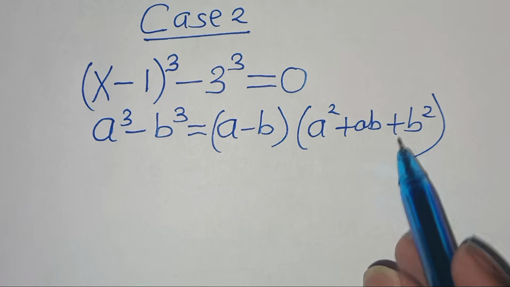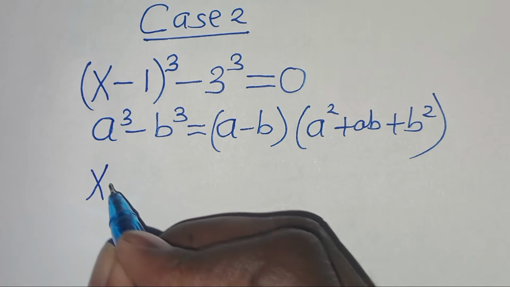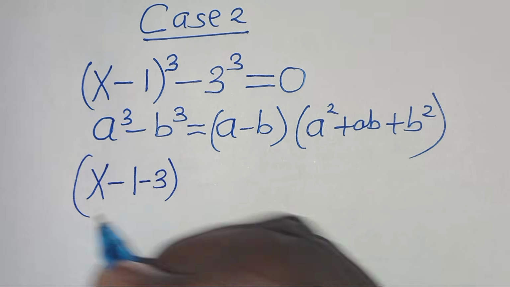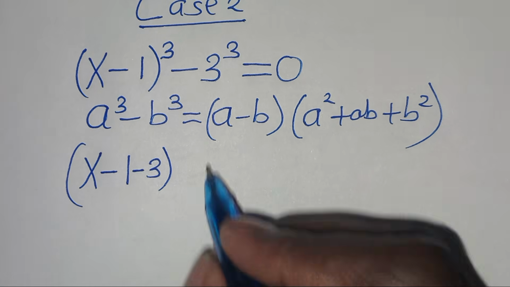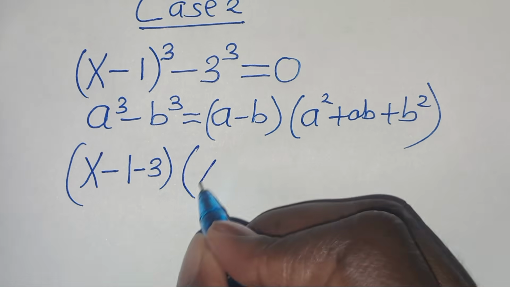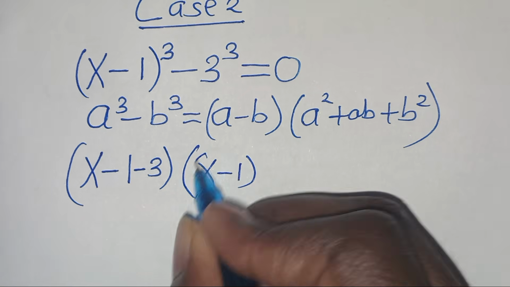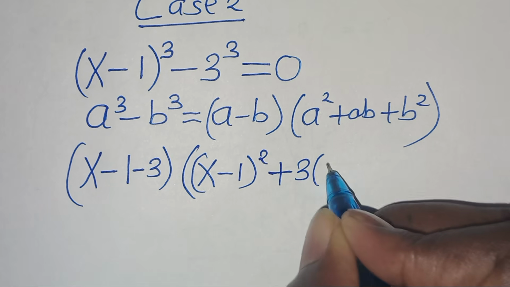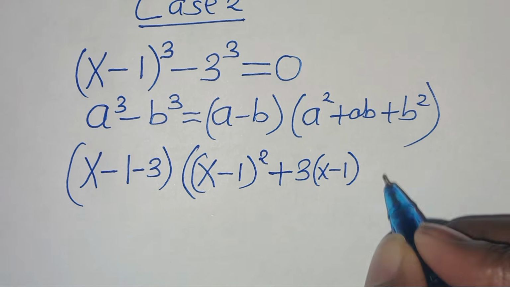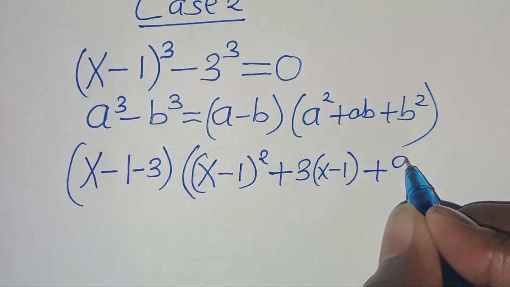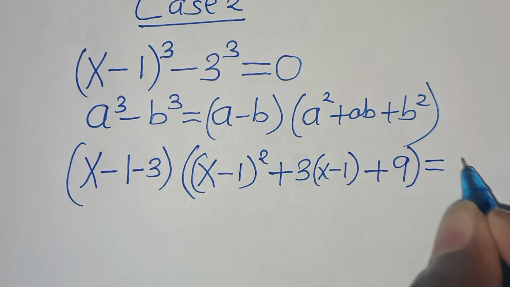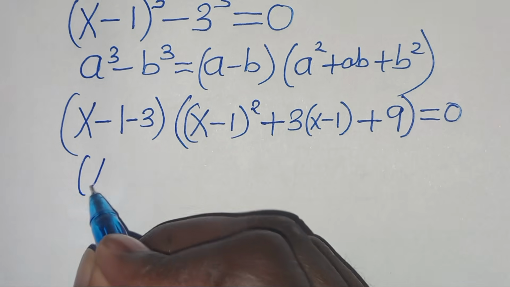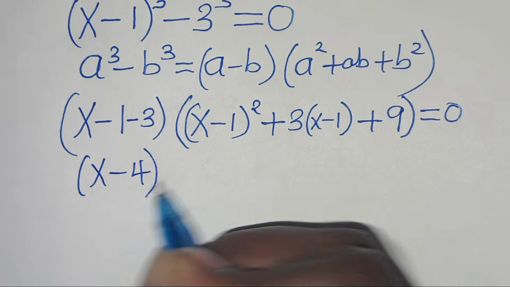Applying this identity, we have x minus 1 minus 3, into the parentheses: x minus 1 raised to the power of 2, plus 3 times x minus 1, plus 3 squared, which is 9. This is equal to 0. So this is x minus 4.